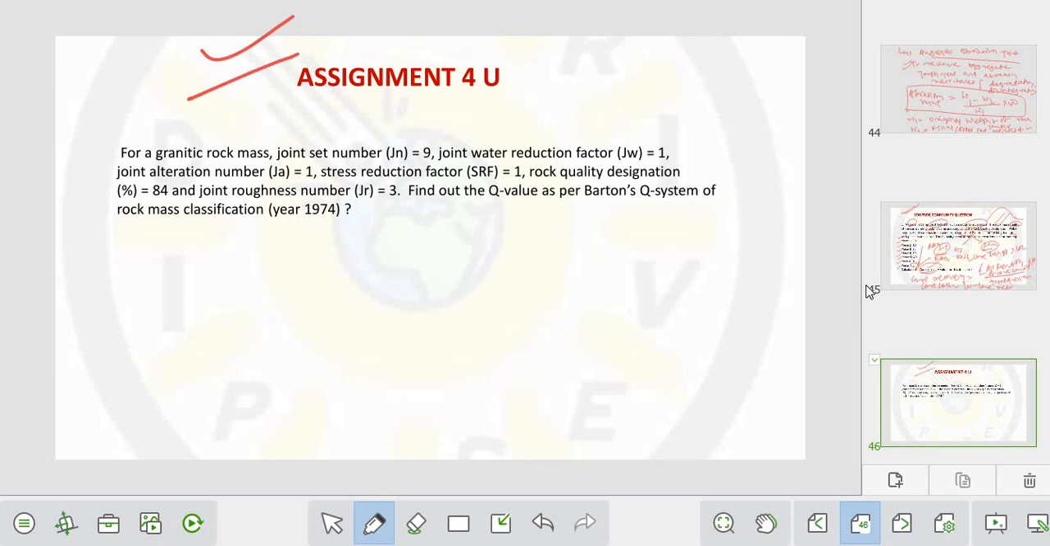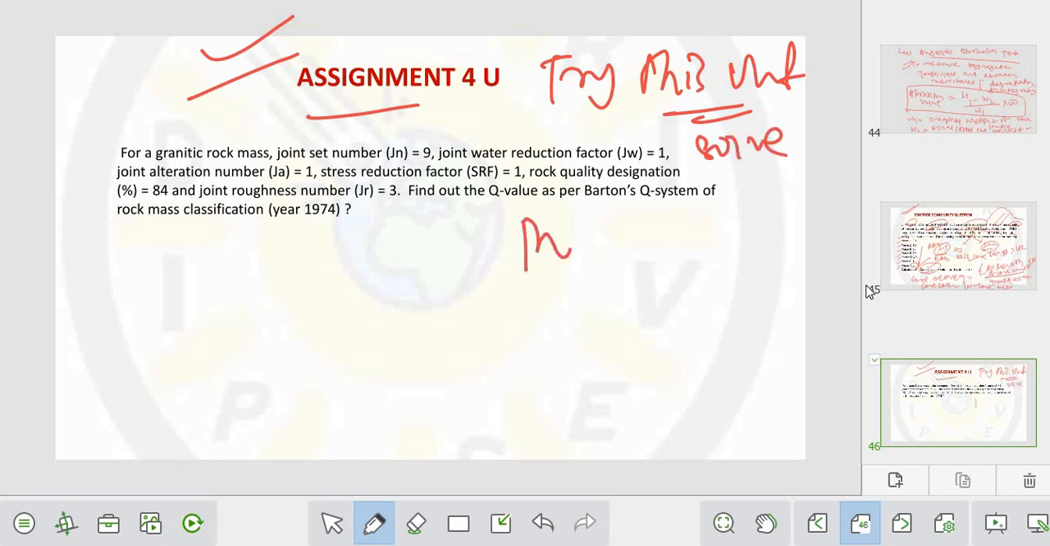Okay, so this is the assignment for you. Try this out, solve it, and put the answer in the comment section.